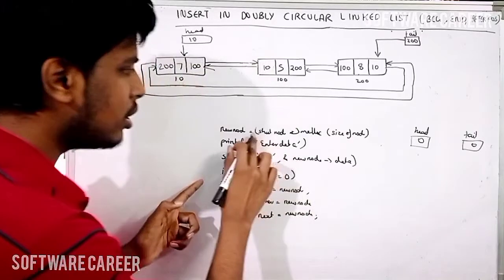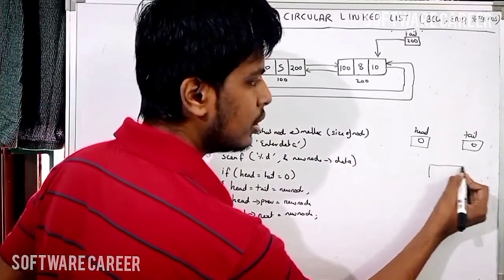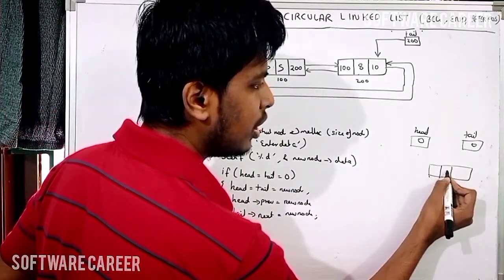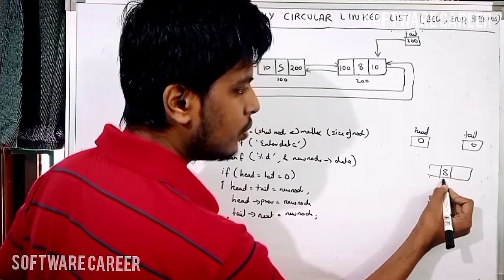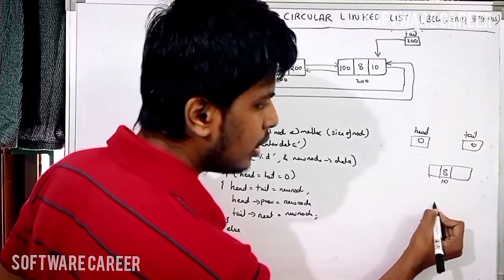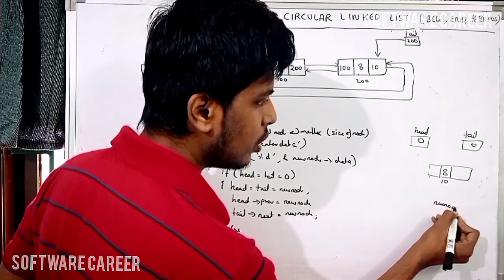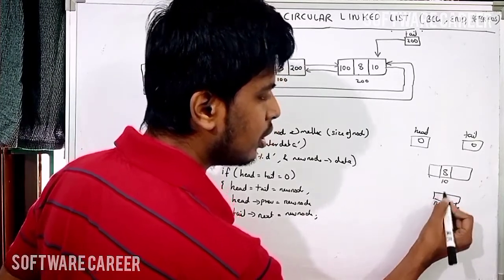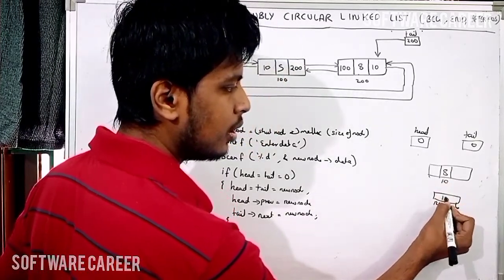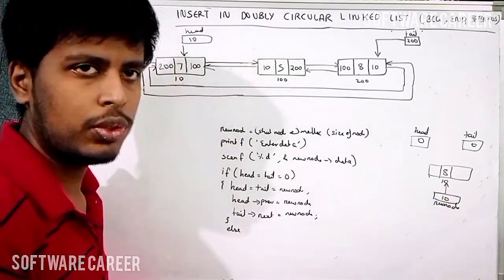Now see, what is the step? You are creating a new node. Same step. Now you are putting data in it. Let's say 8. The address of this node is, let's say, 10. So I need a pointer for accessing this node. So I'm creating a pointer new node and I'm storing the address of this node, that is 10, here. So this pointer is pointing to this node.